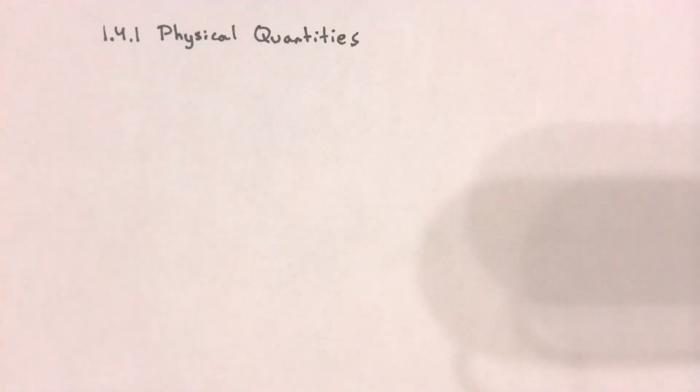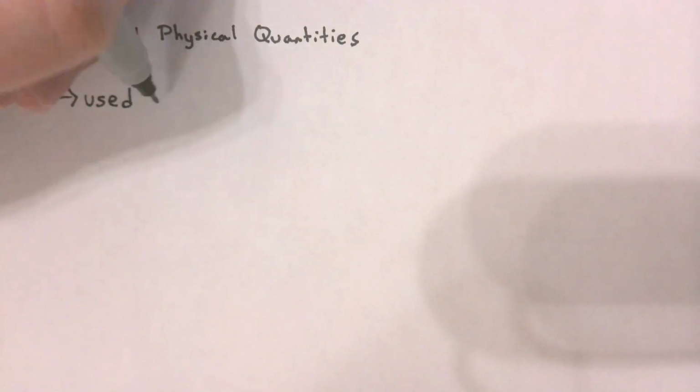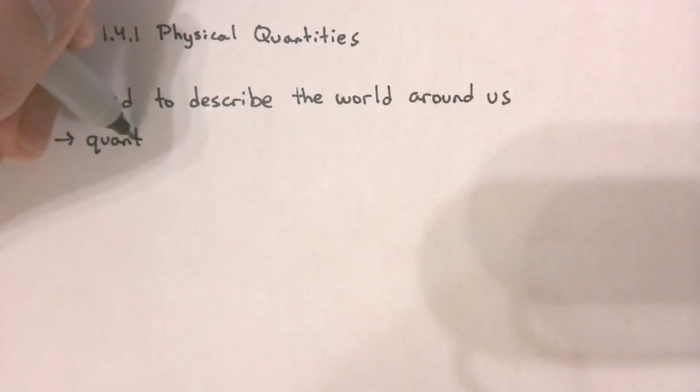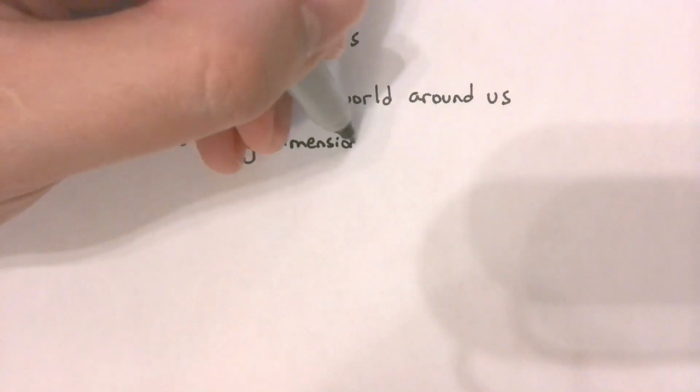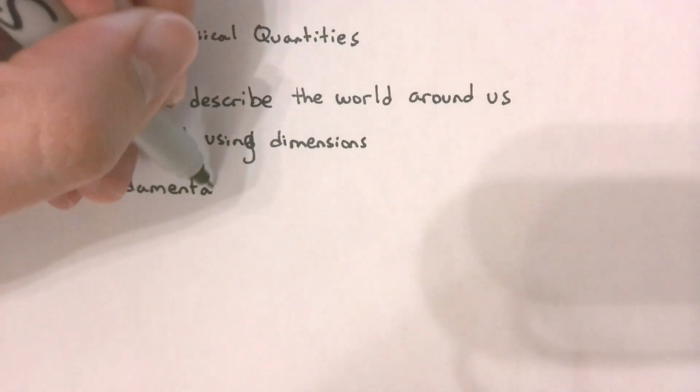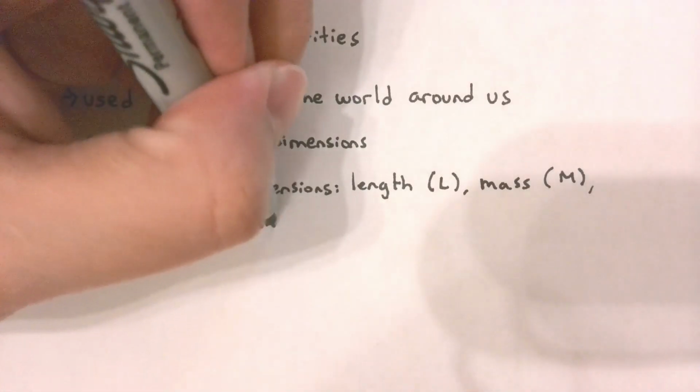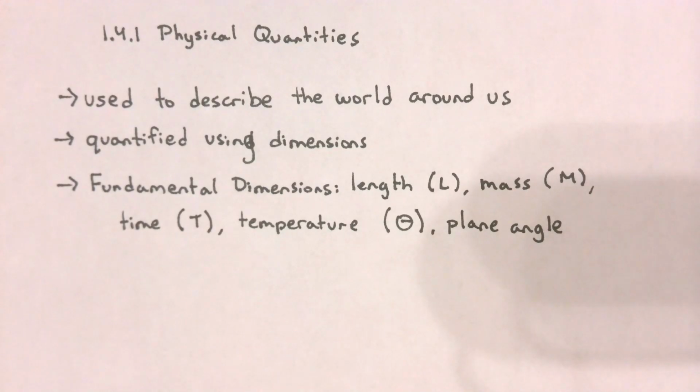Now, physical quantities are those quantities that we use to describe the world around us. We can quantify them using dimensions. Dimensions include things like length, time, area, volume, force. Now, because there are so many dimensions, for this course we are going to simplify them into 5 fundamental dimensions. They are length, mass, time, temperature, and plane angle.